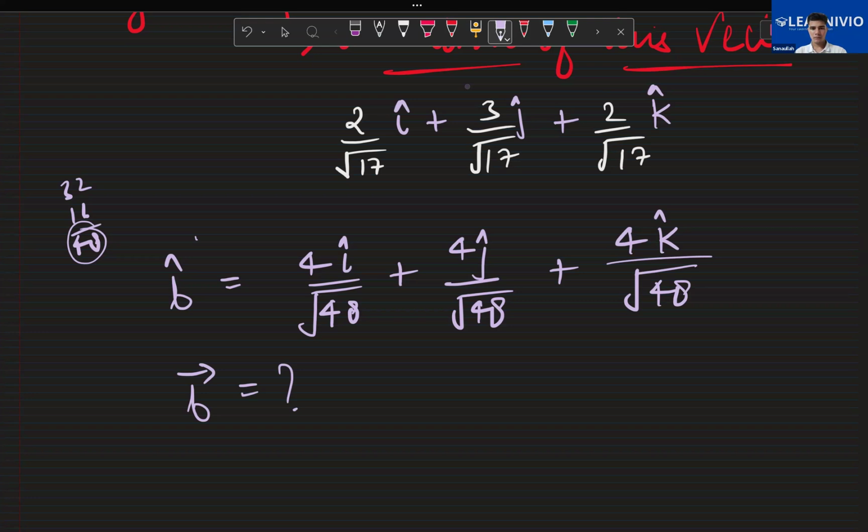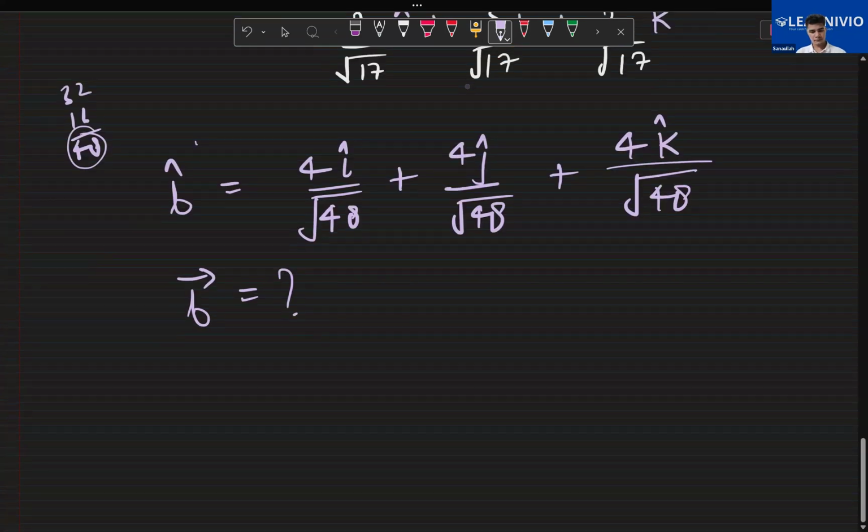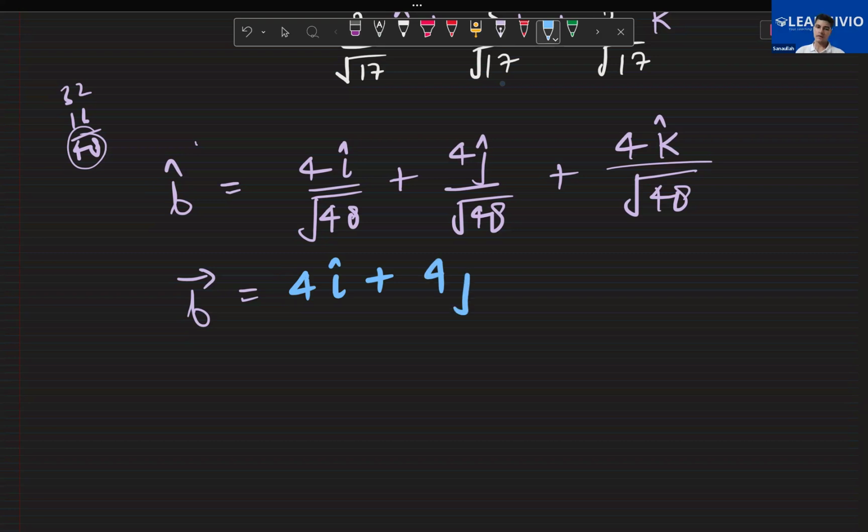Four I cap plus 4 J cap plus 4 K cap. Anything else? Four I cap plus four J cap plus four K cap. Oshi, is it right? Oshi, tell me, is it correct? Yeah.